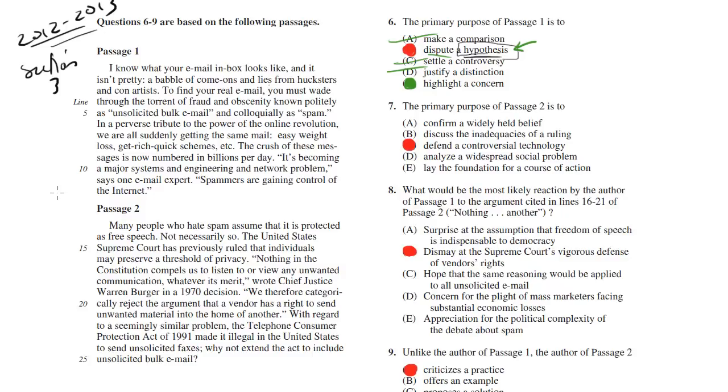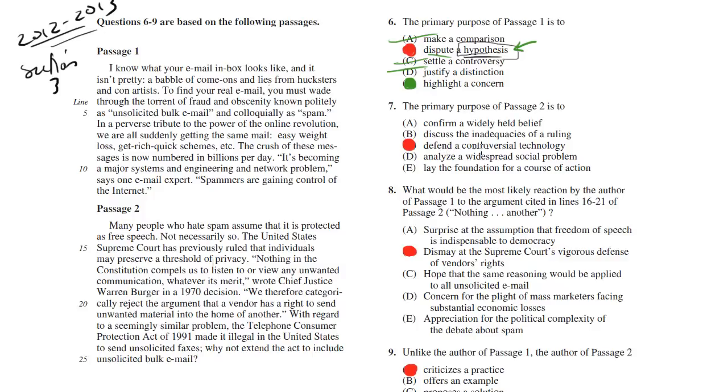All right, so what's going on in this paragraph? Well, people who hate spam may think it's free speech, but actually the Supreme Court has ruled that you don't have to listen to something. You shouldn't be forced to listen to speech. That would not be a violation of free speech rights. And with regard to a similar problem, which was unsolicited faxes, could that law not just as easily be extended to include unsolicited bulk email, right? So this could be a way to stop the problem. So let's go to the choices, see what best fits.